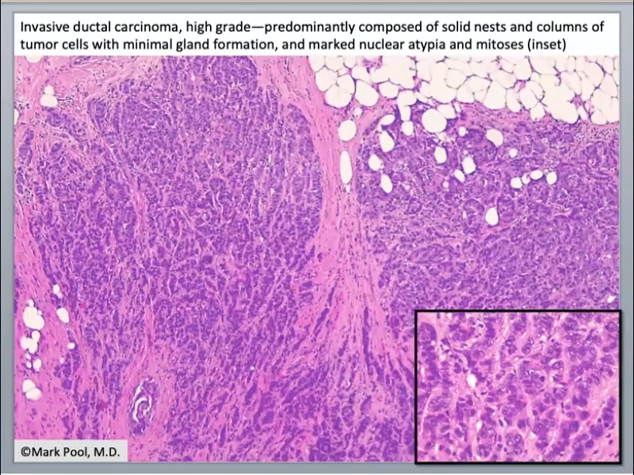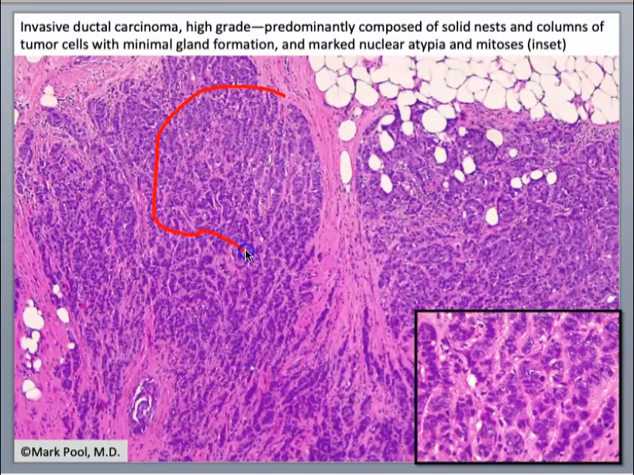This is a high-grade invasive ductal carcinoma, and you can see that it predominantly is composed of these solid bars and nests of cells. There's not a lot of gland lumina formation, and the inset shows higher nuclear grade with easily found mitoses and marked nuclear atypia.